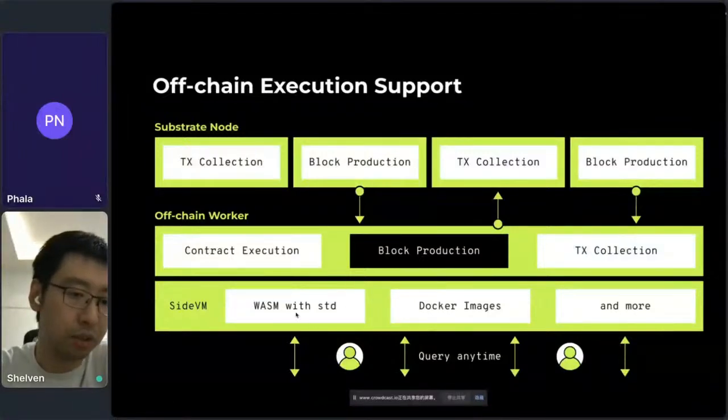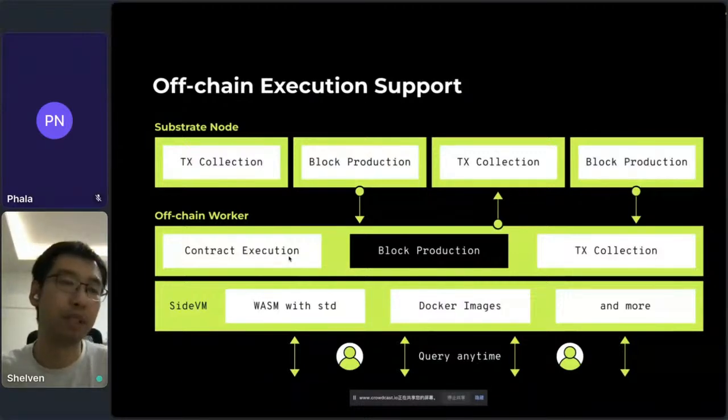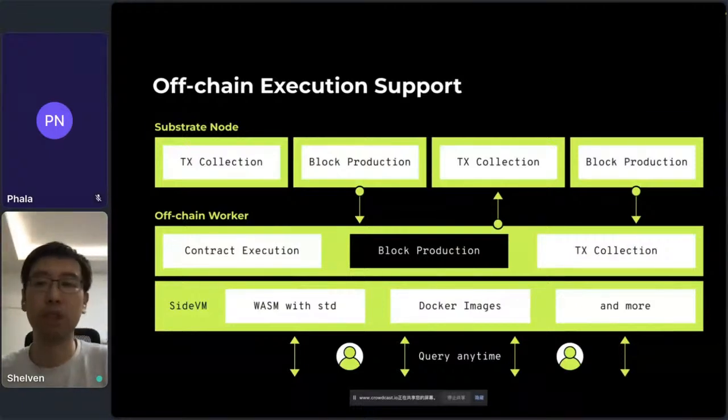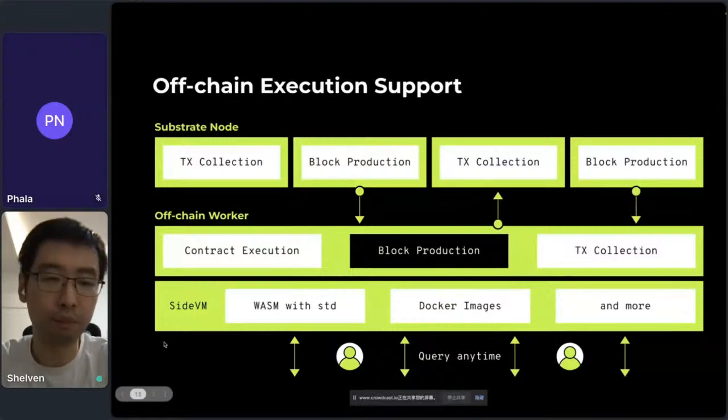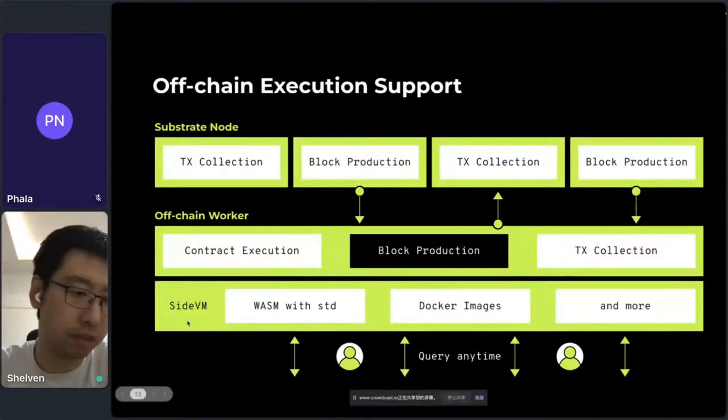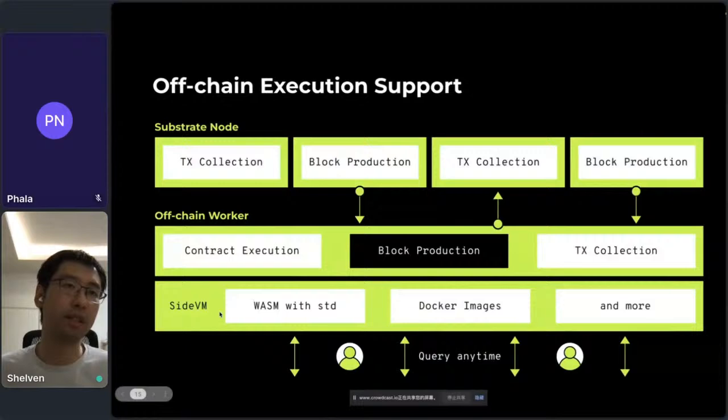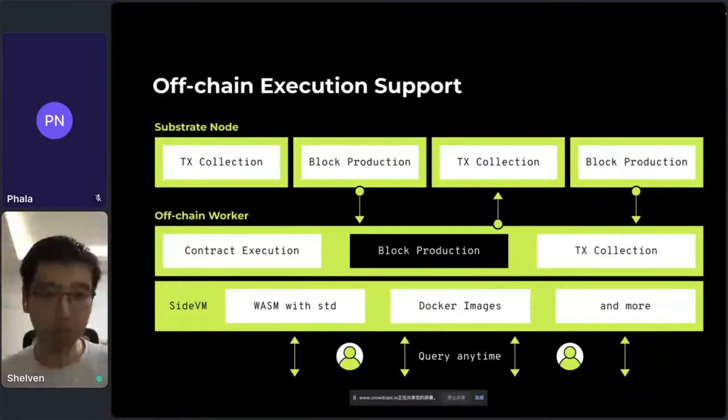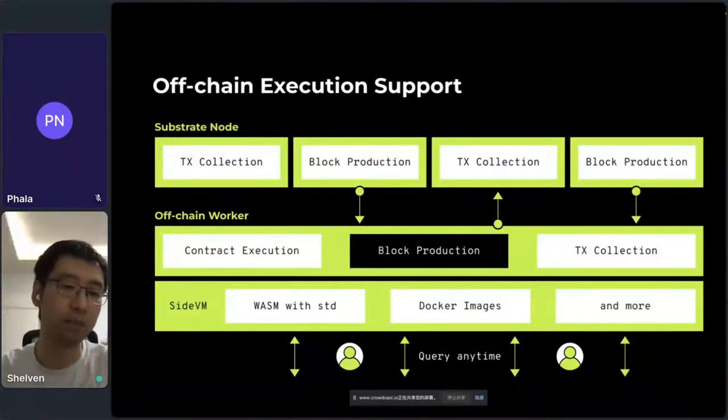For example, you are not allowed to use the STD library in the contract. And although our contract can do some HTTP requests, it's not allowed to listen to some port and serve as an HTTP server to the users. But all these problems can be solved with the side VM, because side VM is like the daemon process of the contract. This means it does not have any limitations that apply to the smart contract.